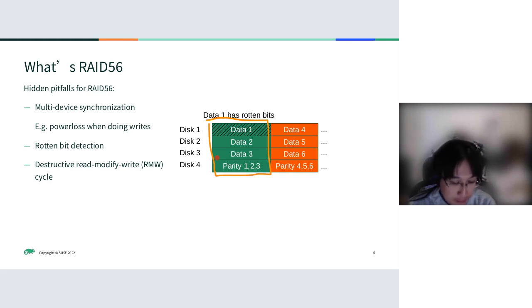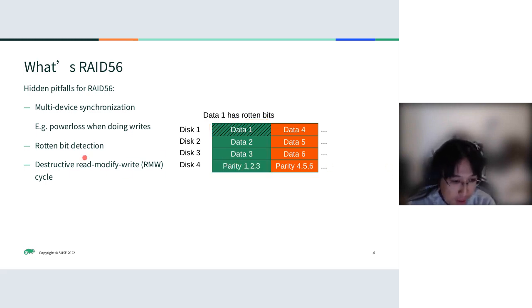But these disks can have different speed, and furthermore, we can have power loss during the write. For example, when we are writing the first stripe, we have a power loss, and then data 4 didn't reach disk at all. Only 1, 2, 3 reach disk. This will cause a synchronization problem. So that is problem one.